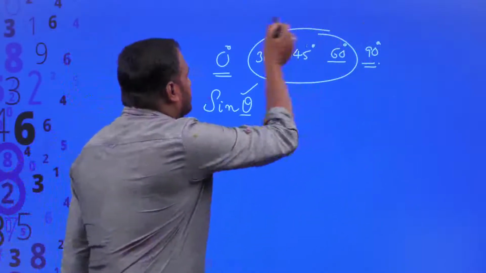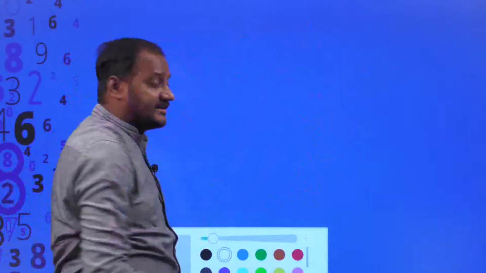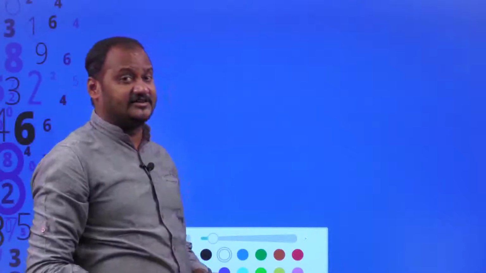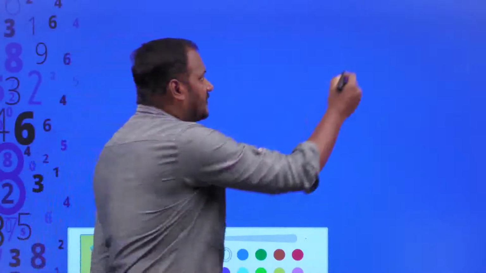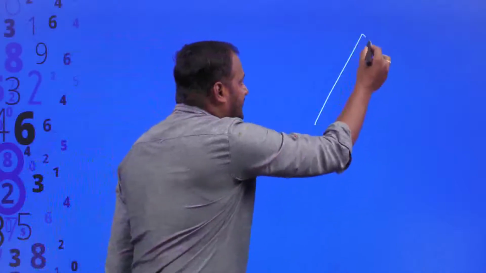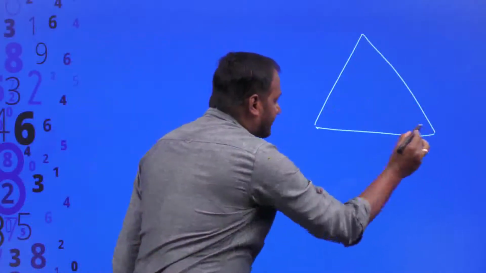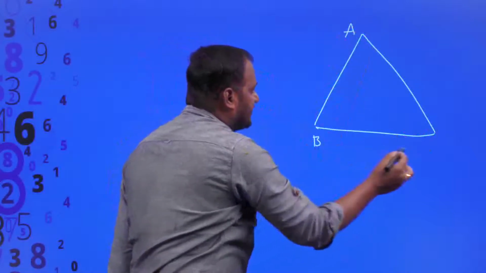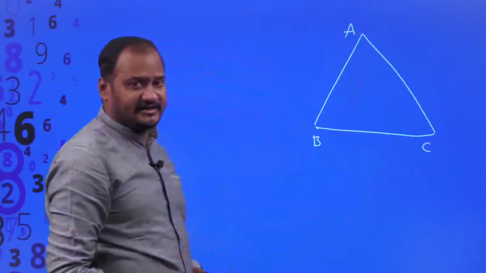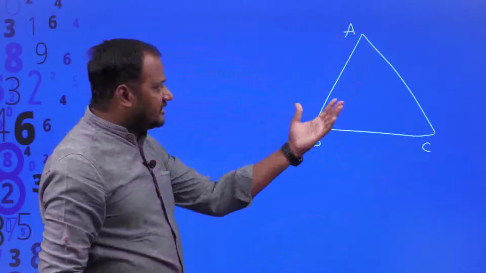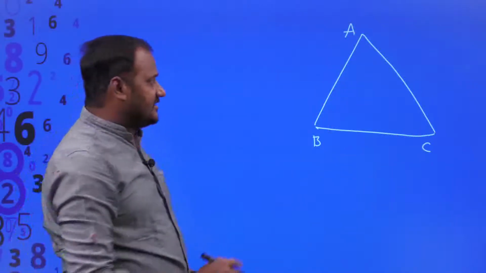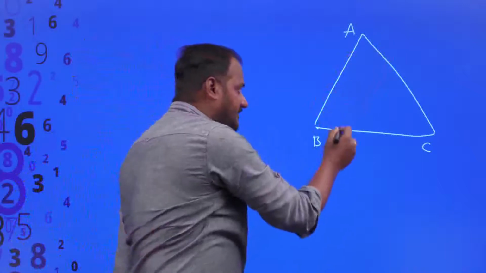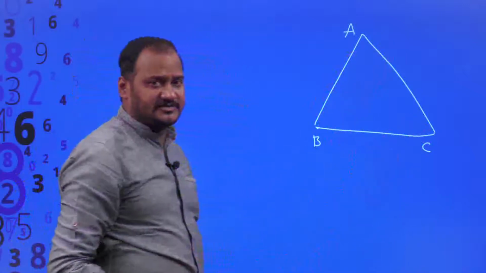Okay. So now according to the properties, an equilateral triangle is a triangle in which all the 3 sides are equal as well as all the 3 angles are equal. Let me take one equilateral triangle. So this is an equilateral triangle in which A, B, C are the vertices. Of course, all the 3 angles are equal to 60 degrees. So angle A equals 60, angle B equals 60, angle C equals 60 degrees.